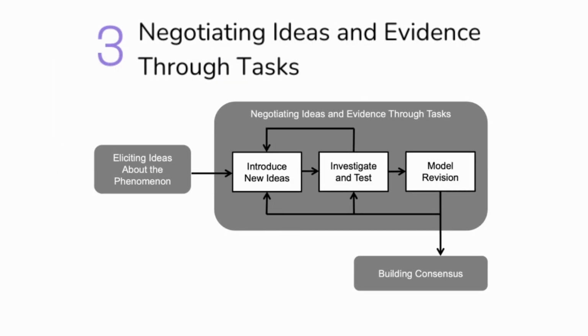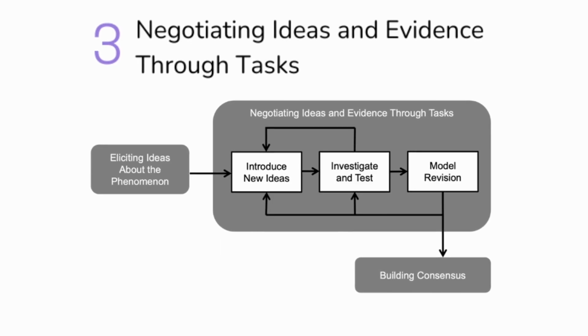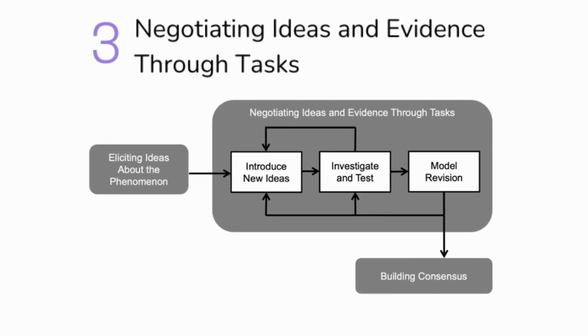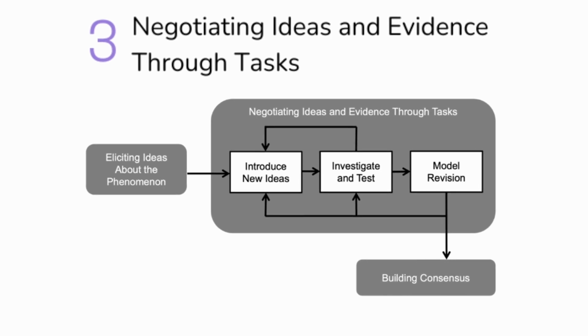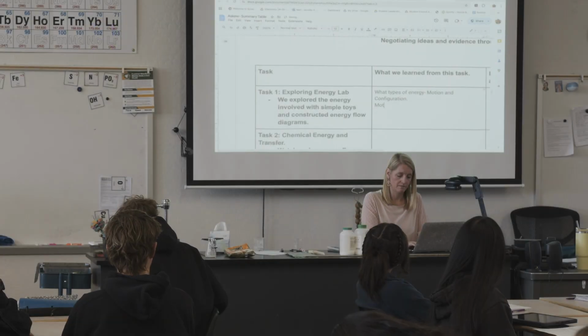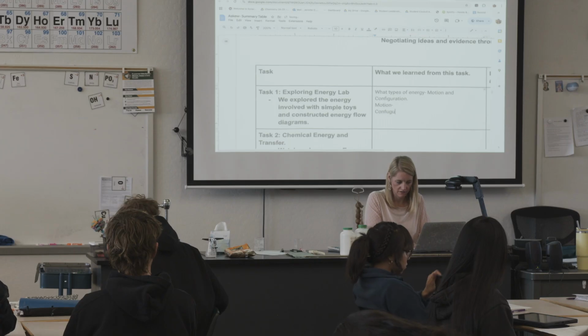Stage 3 is not a single moment but a cycle. Students are introduced to new ideas, investigate and test them through data-rich tasks, and then later revise their models based on what they have learned across several tasks. Model revision does not happen after every task. Instead, students typically pause midway through Stage 3 to revise their models in light of the accumulated evidence.